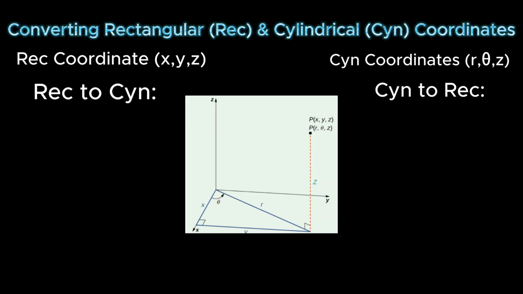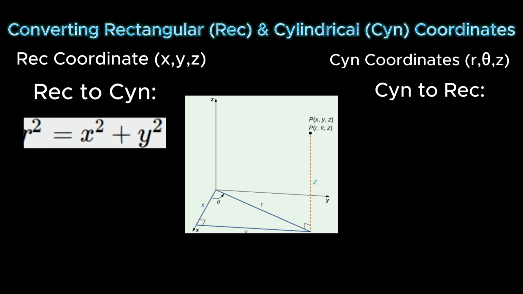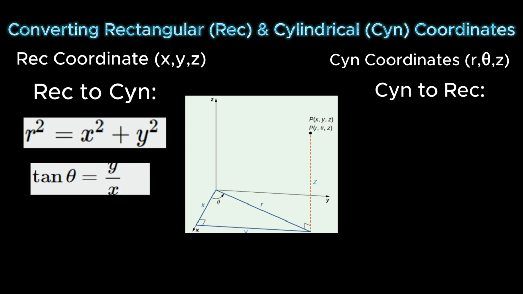For this slide, we are going to talk about how to convert rectangular coordinates to cylindrical coordinates. First, in order to convert rectangular coordinates to cylindrical coordinates, we need to find the magnitude, for which we use r squared equals x squared plus y squared. Then we need to find the argument, where tangent theta equals y over x.